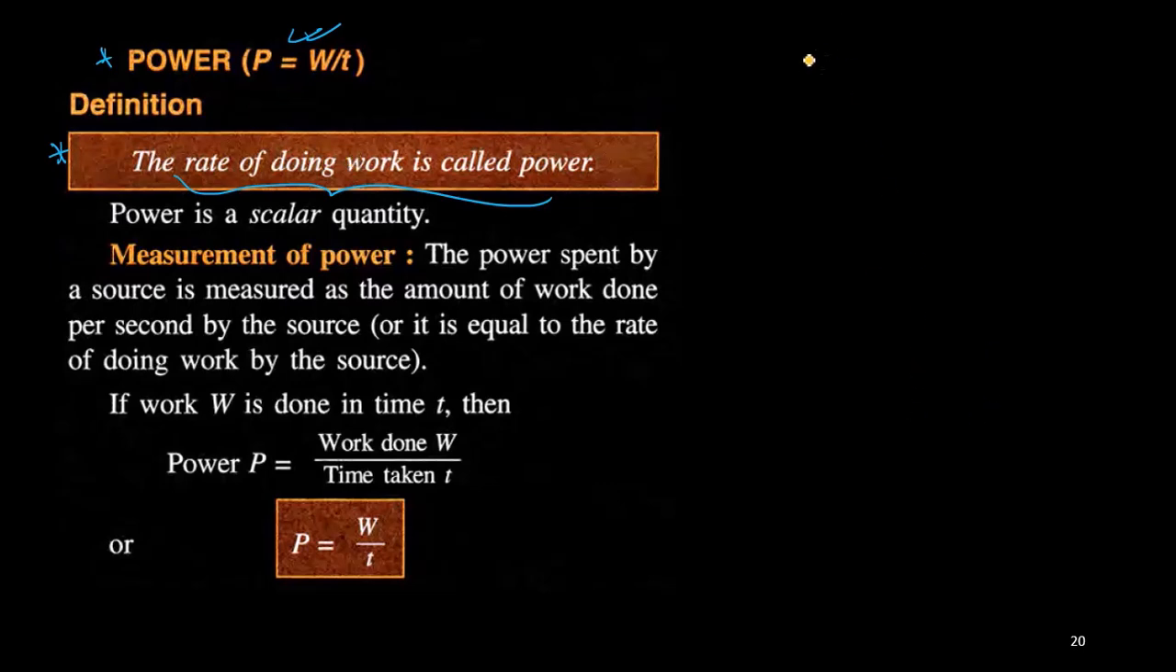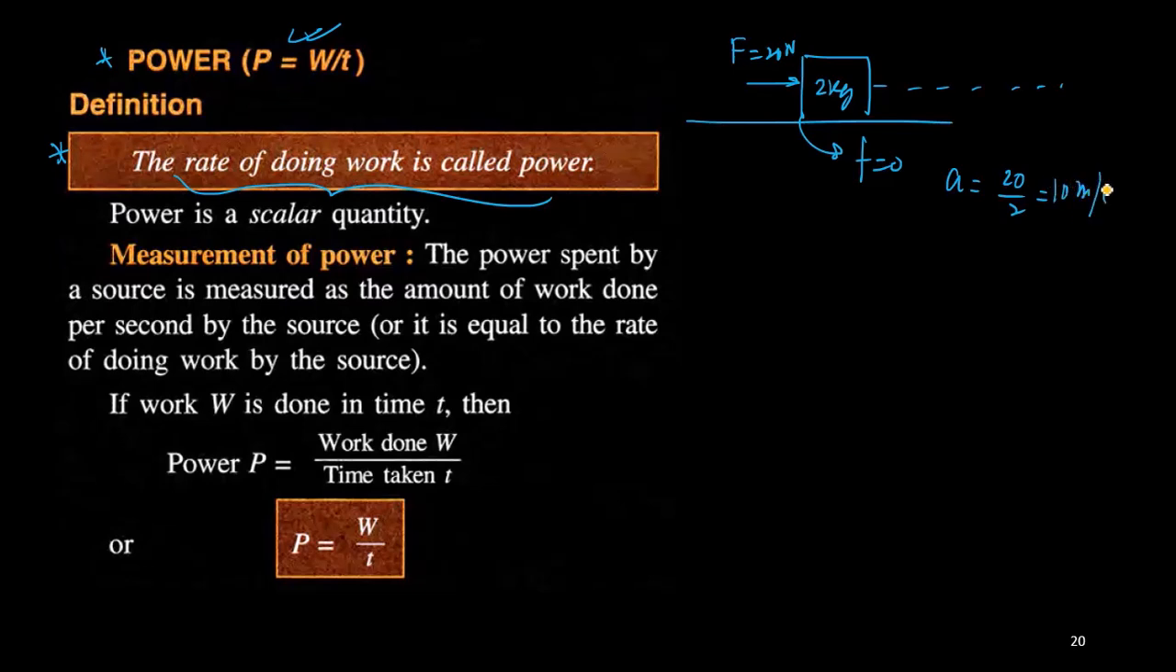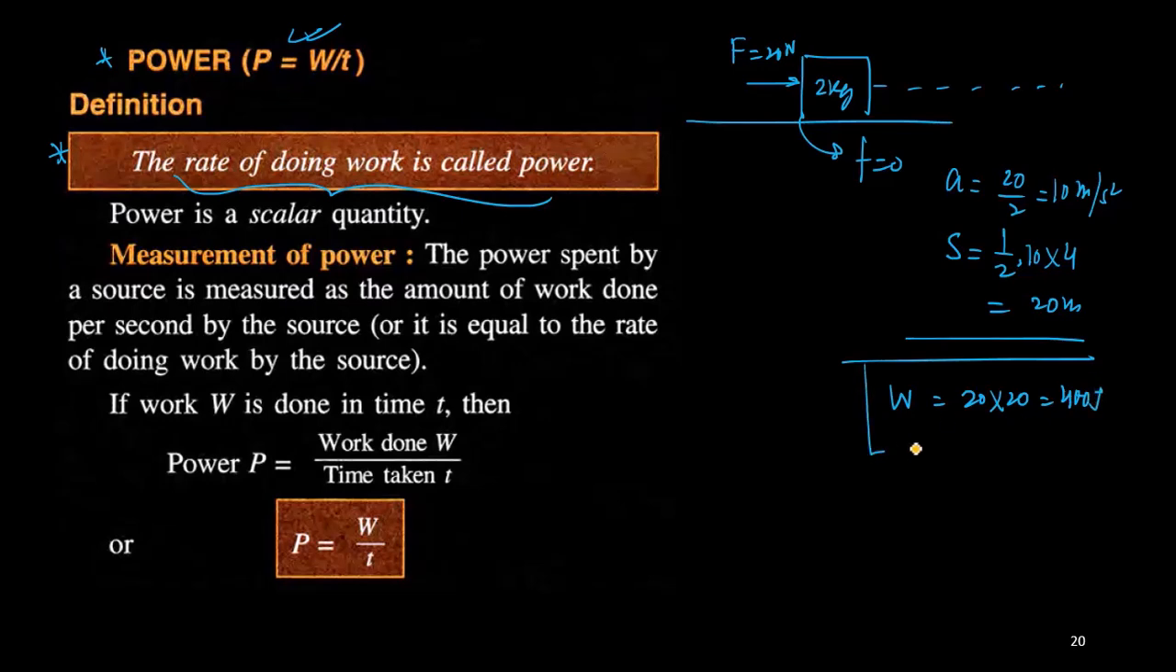Okay. So in the earlier situation, let us say I am applying a force of 20 Newton on this body of 2 kg. Okay, assume there is no friction. So I calculate what is the displacement in 2 seconds. For that I calculate the acceleration. What is the acceleration? 20 by 2, that is 10 meter per second square. And correspondingly I calculate the displacement. Displacement equals half a t square, half into 10 into 4, that means 20 meter. Okay. And correspondingly I calculate the work done, that is equal to 20 into 20. That is 400.